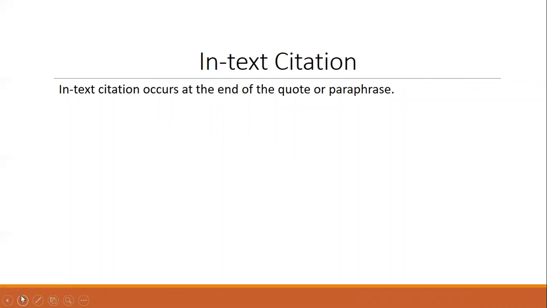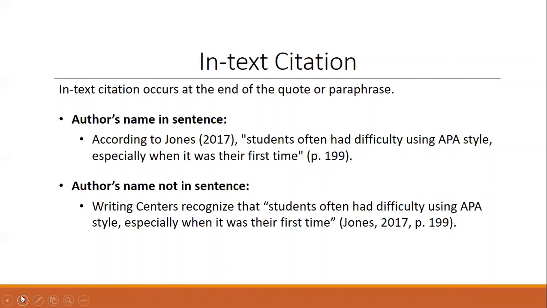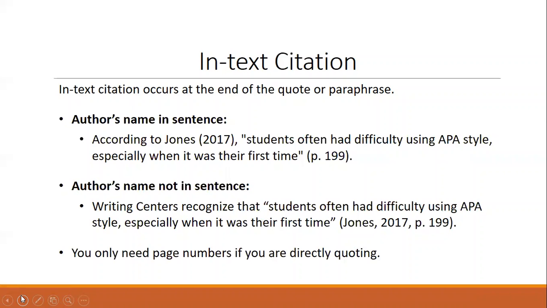There are 2 possible ways to do an in-text citation. You can include the author's name in the sentence. See this first example. You mention the author's name, put the date in parentheses, include your quotation or information, and put the page number in parentheses at the end. You can also do an in-text citation without including the author's name in the sentence. Blend the quotation or information into your sentence and end with the parentheses that includes the author's last name, the year of publication, and the page number.